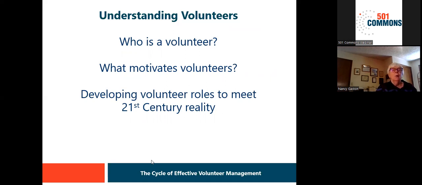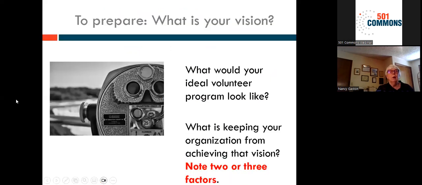If yours is an older organization, you may have volunteer requirements that simply don't meet 21st century reality, and you may have trouble finding volunteers willing to fill those roles as you have them now described. So we're going to look at that too.